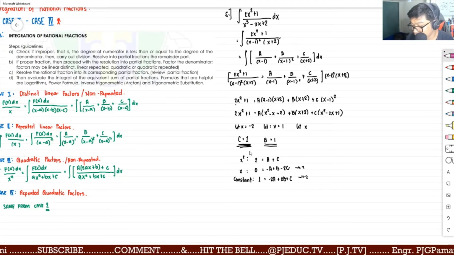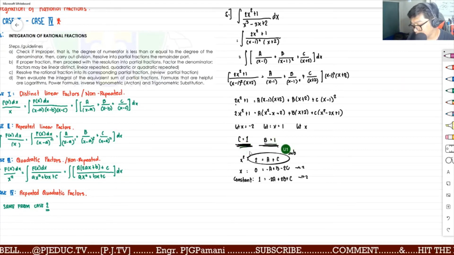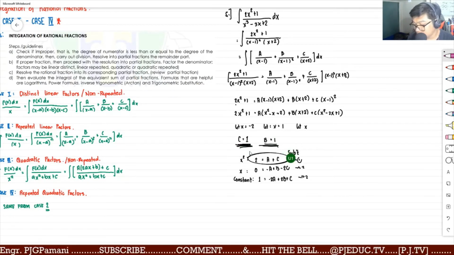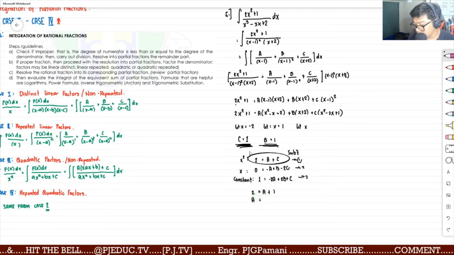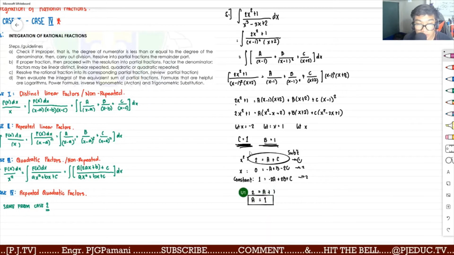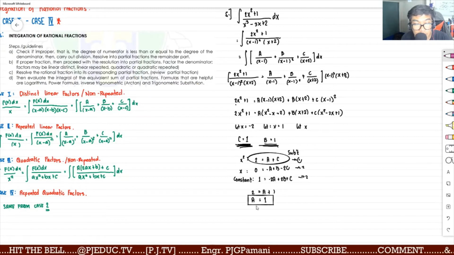Value ni A, substitute na lang natin. Alam naman na natin yung value ni C at saka B. Substitute na lang natin with equation 1. Equation 1. So that is 2 equal to A plus 1. A is simply equal to positive 1. Meron na tayong value ni A. Check na lang natin. Substitute natin yung nakuhang value ni C at saka B at saka A to check if it is indeed equal to 0 and positive 1.